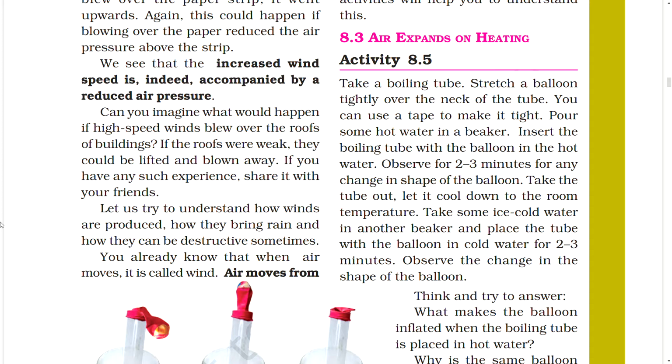Activity 8.5. Do this. Take a boiling tube, stretch a balloon tightly over the neck of the tube. You can use a tape to make it tight. Pour some hot water in a beaker. Insert the boiling tube with the balloon in the hot water. Observe for 2 to 3 minutes for any change in shape of the balloon. Take the tube out, let it cool down to the room temperature.